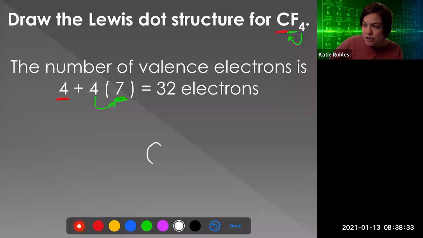Choose the center atom. Well, I know that carbon's going to go in the center, and I know that carbon loves to bond 4 times, and I have fluorine, which likes to bond once.